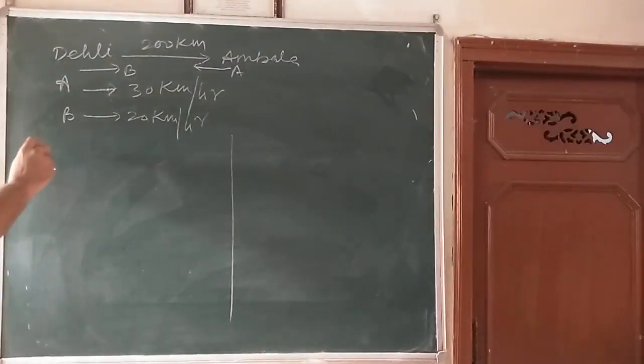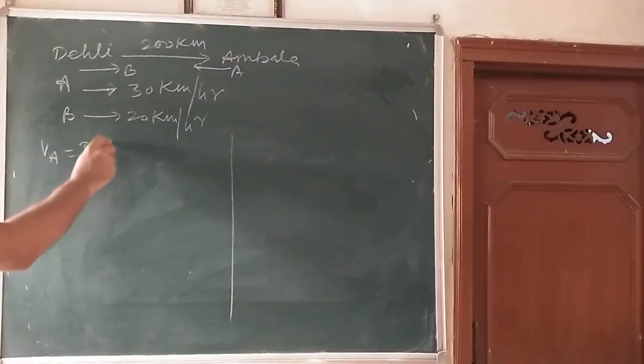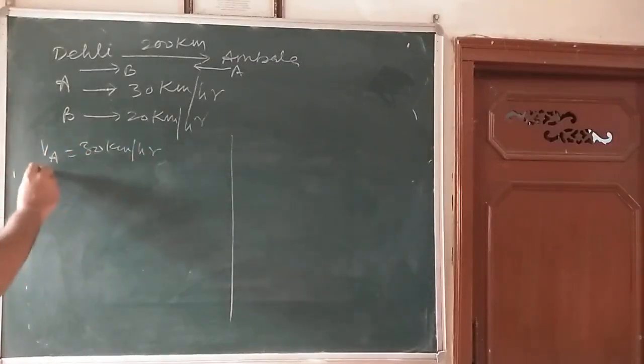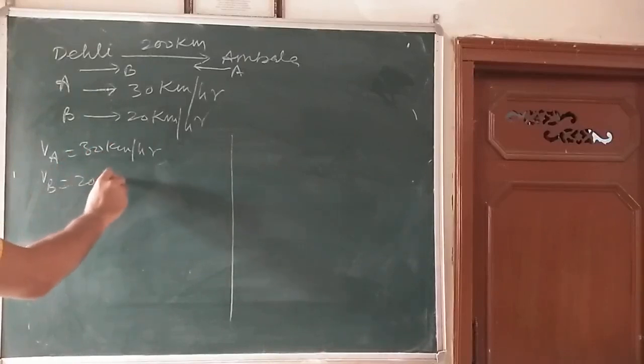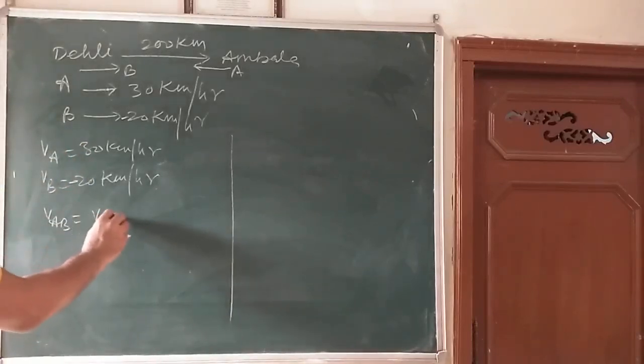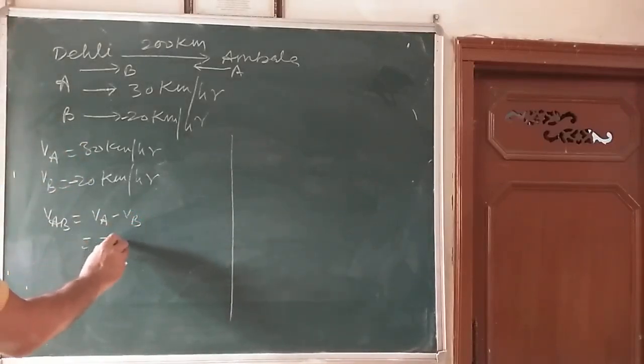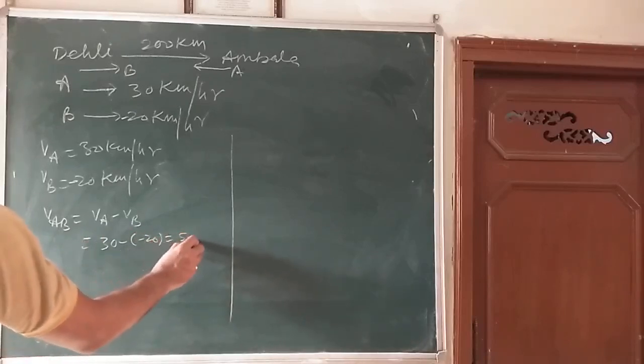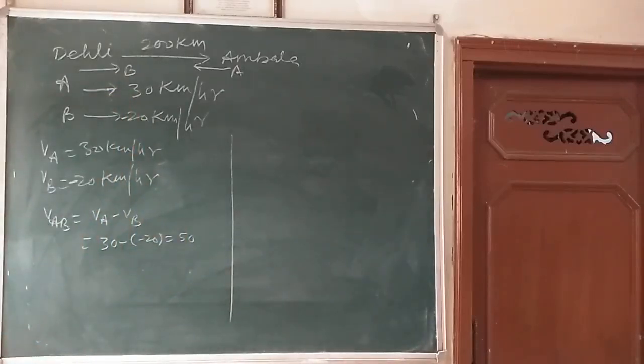Suppose the velocity of A is 30 km per hour that is given to us and VB is equal to 20 km per hour. Both are in opposite direction, so we can write minus sign here. The relative speed of one with respect to another, that is v of AB, that is VA minus VB. Just अभी हमने फॉर्मूला पढ़ा है, that is 30 minus of 20, that is 50. दोनों का डायरेक्शन अपोजिट है. So this is the relative speed.